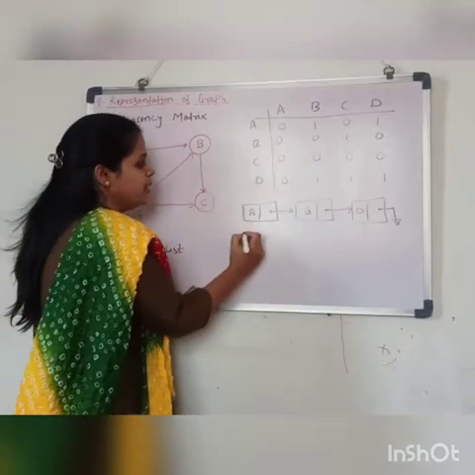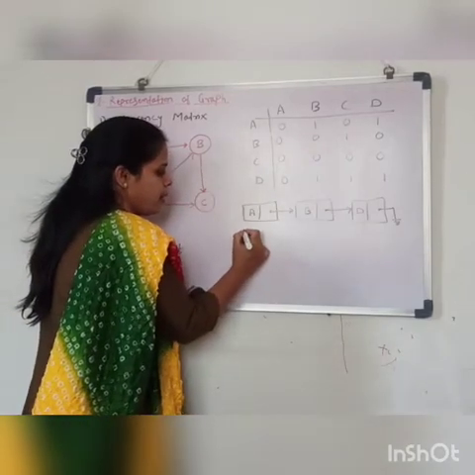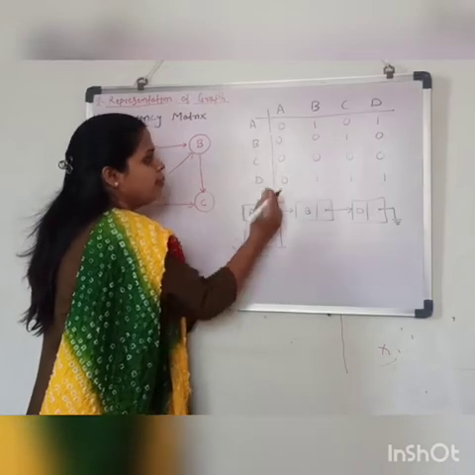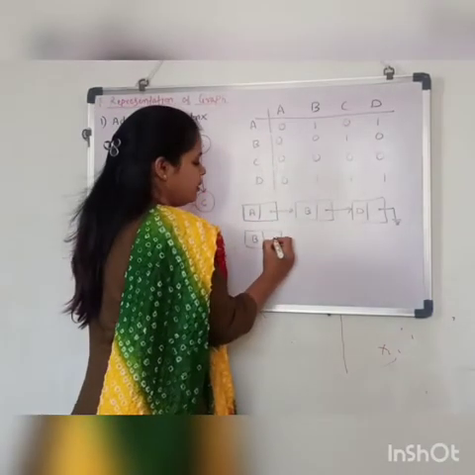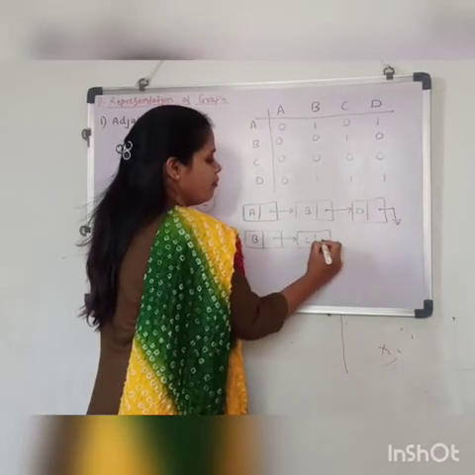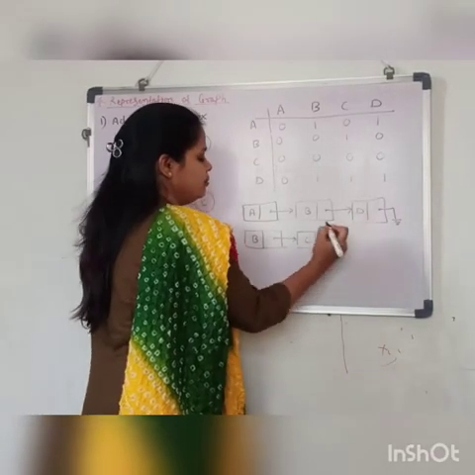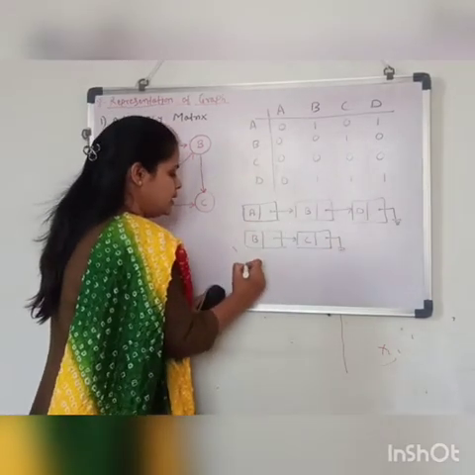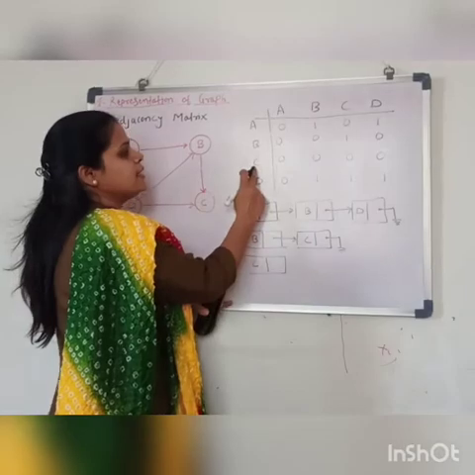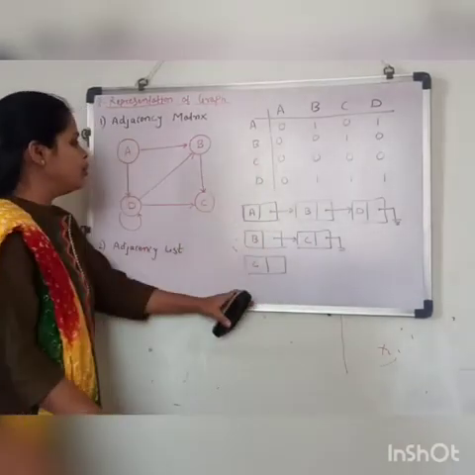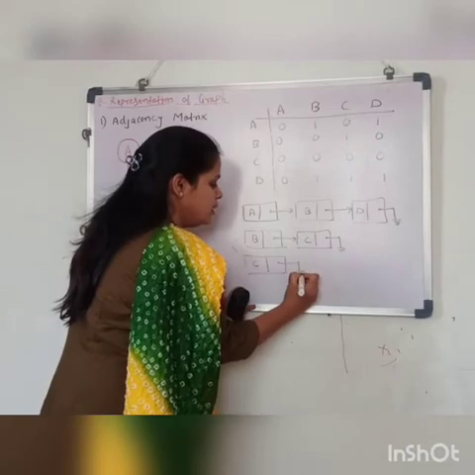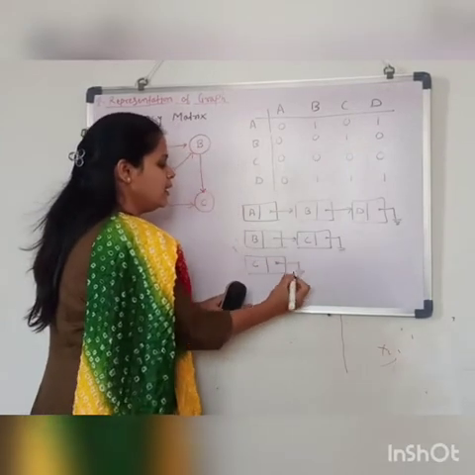Go for vertex B. B is connected to only C. So draw C, after that null. After that, C is connected to no nodes. So its address part is directly null.